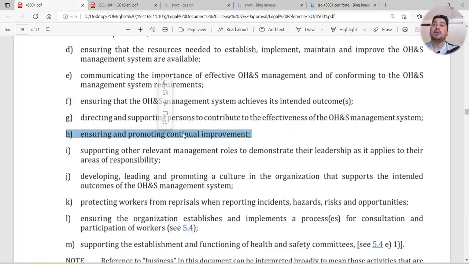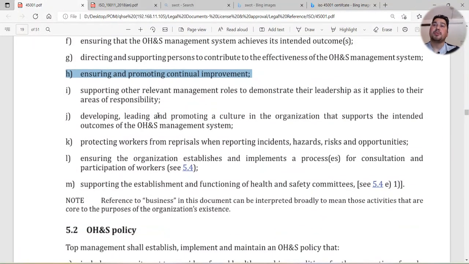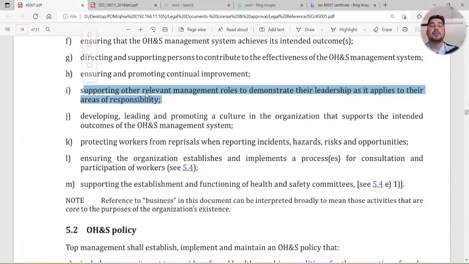Ensuring and promoting continual improvement. If your business continually improves, that can also show that your management is committed to the occupational health and safety management system. Then we have supporting other relevant management roles to demonstrate their leadership as it applies to their areas of responsibility. Your top management supports other departments like managers and supervisors to make sure that they are achieving their roles and responsibilities by providing leadership.